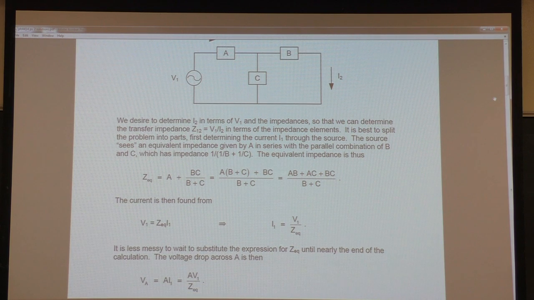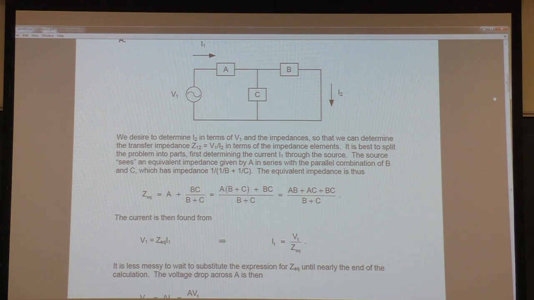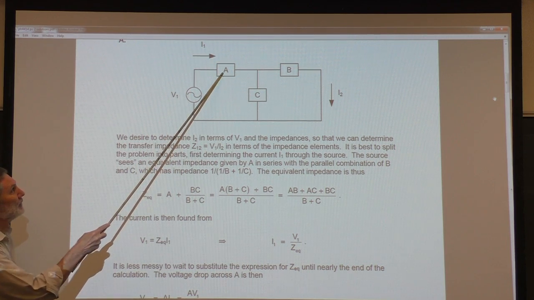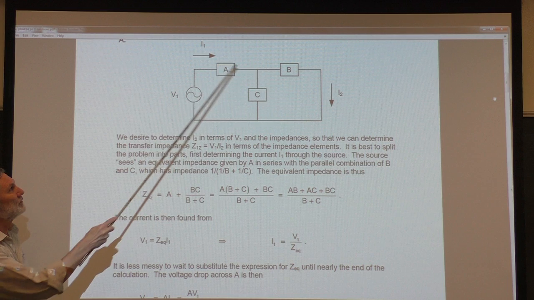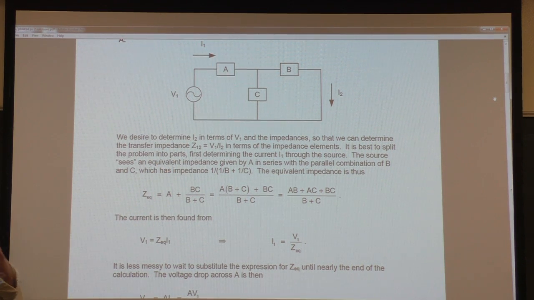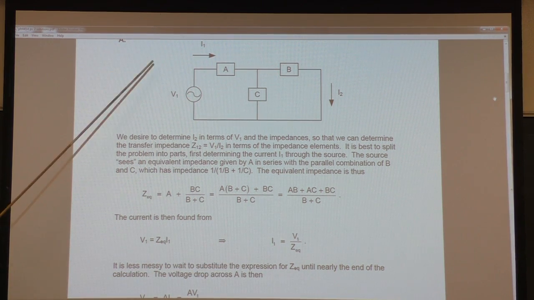So now that we have the current, what can we do? What's the next step? We now know the current going through this impedance. Find the voltage drop. Now we know the voltage drop across here. It's just going to be the impedance A times the current. And we know the current now. So we get the voltage drop across here.